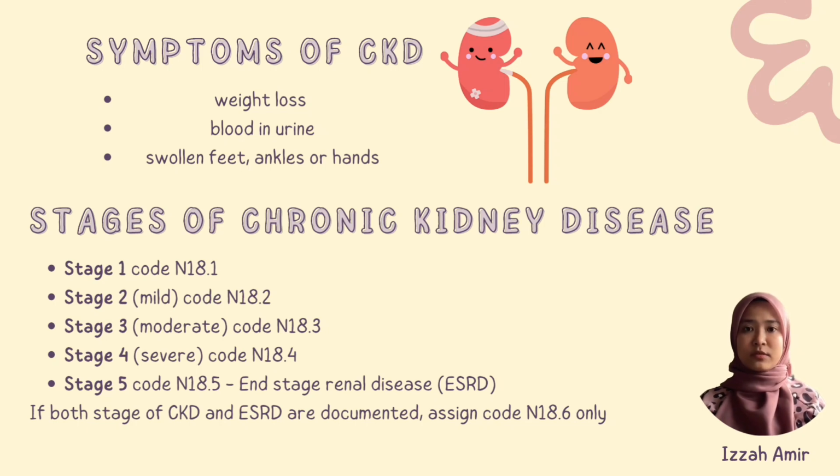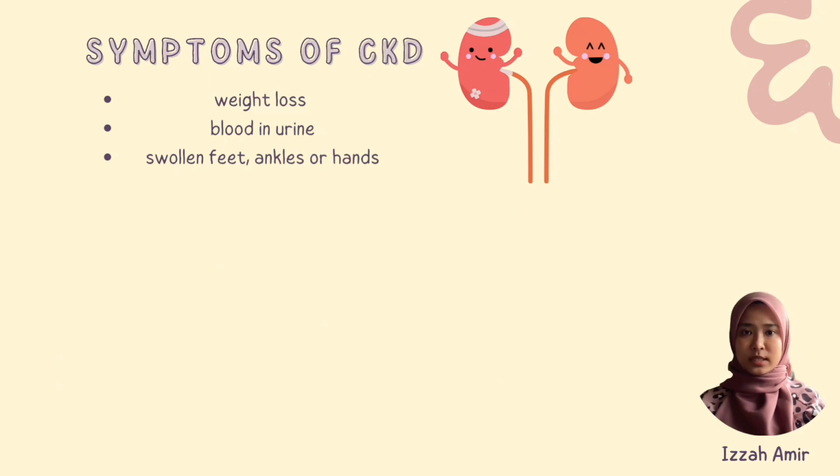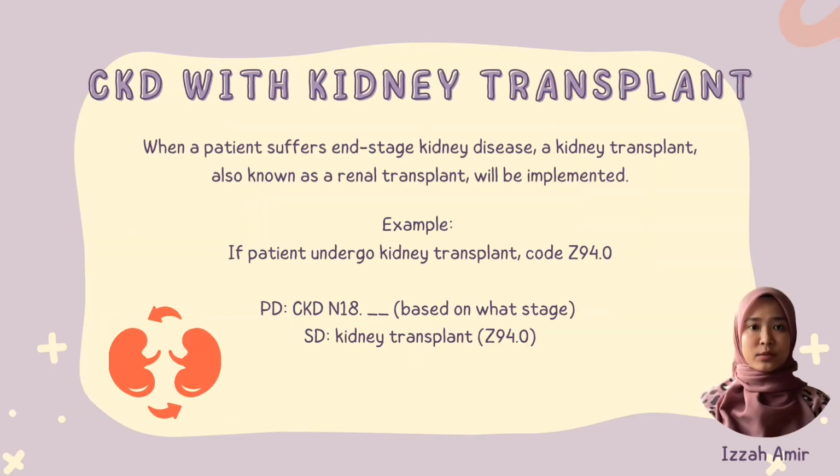If both stages of CKD and ESRD are documented, assign code N18.6 only. For CKD with transplant, when a patient suffers end-stage kidney disease, a kidney transplant, also known as a renal transplant, will be implemented. For example, in coding, if a patient undergoes kidney transplant, code Z94.0, kidney transplant status. So, the principal diagnosis will be from N18.1 to N18.6 based on what stage they are. And the secondary diagnosis will be Z94.0, kidney transplant status.